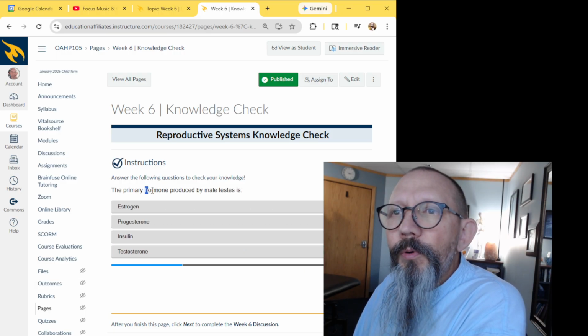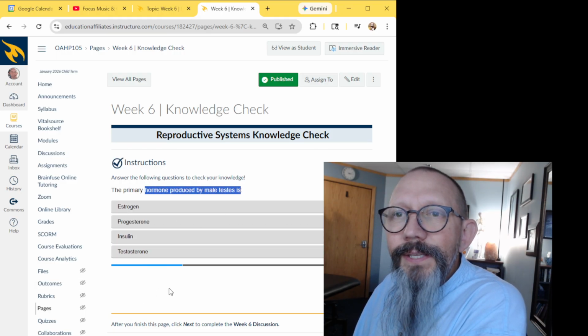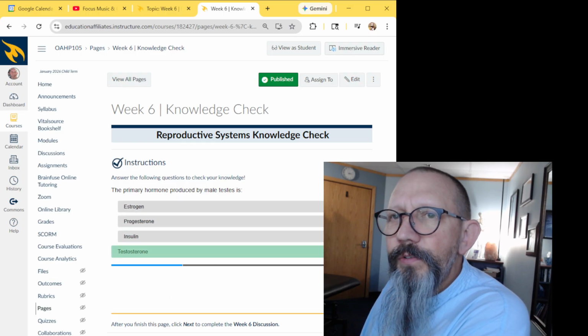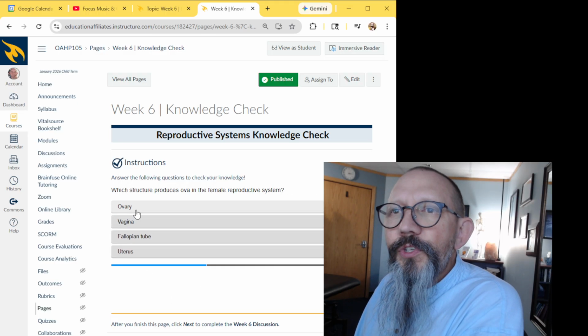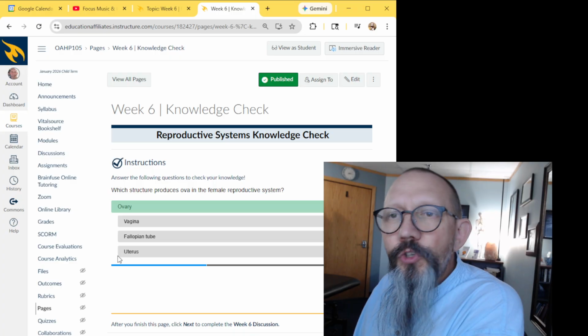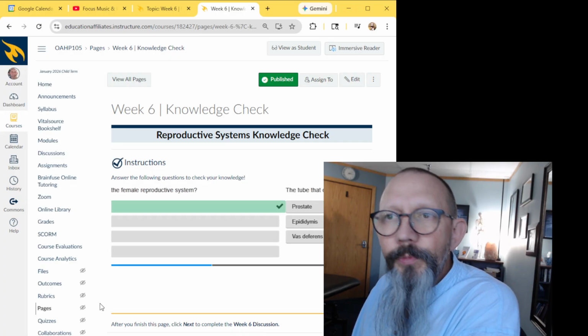Right? Primary hormone produced by male in the testes is going to be testosterone. See how fast we can do these, right? And do them right. Which structure produces the ova in the female? And that's going to be the ovary. Right? Fallopian tube, uterus, that stuff. Vagina is the tube that goes in, right?